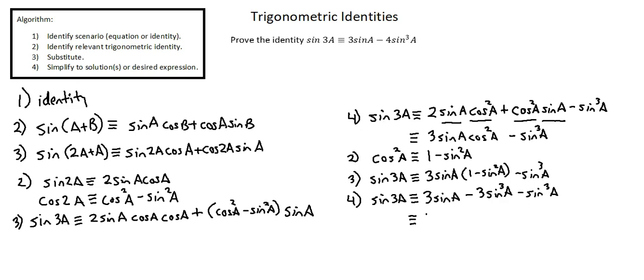And one more simplification on the right-hand side. 3 sine a minus, notice we have like terms, minus 3 sine a cubed minus sine a cubed. Minus 3 minus 1 is minus 4 sine a cubed. This completes our proof, and this concludes Trigonometric Identities Example 4.